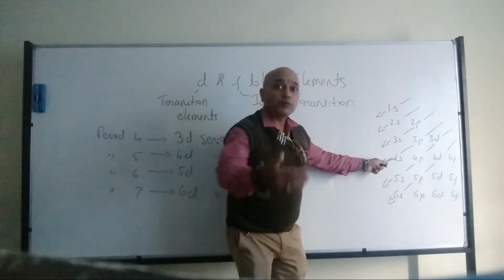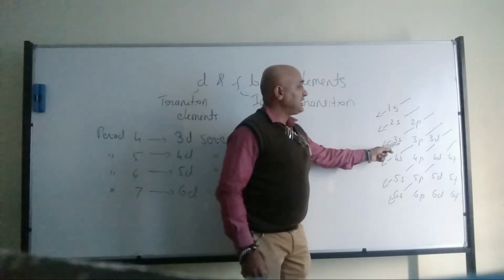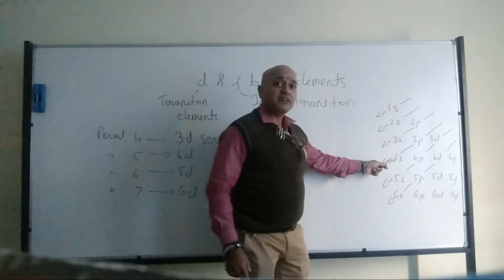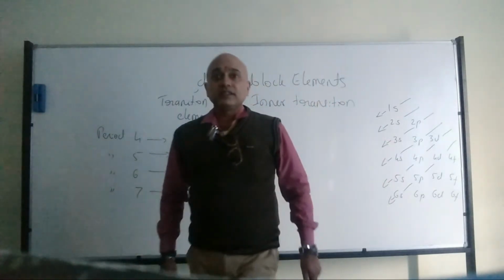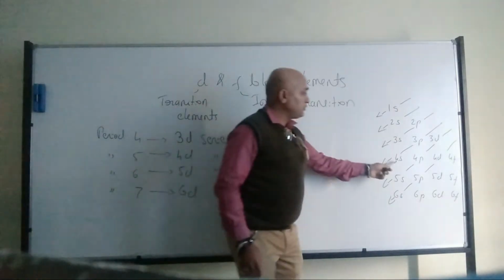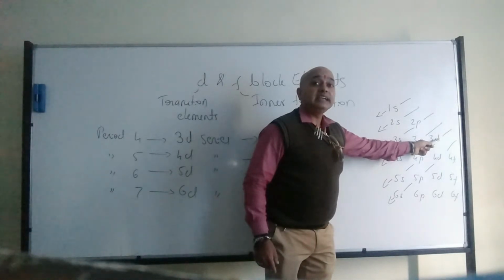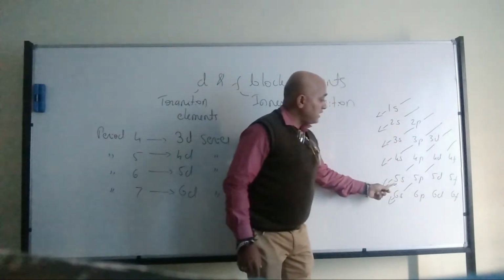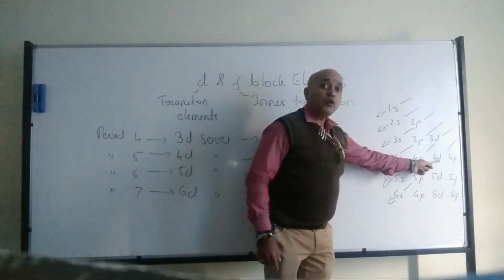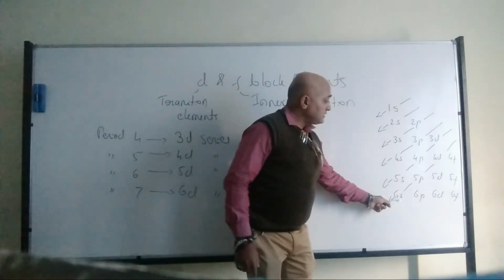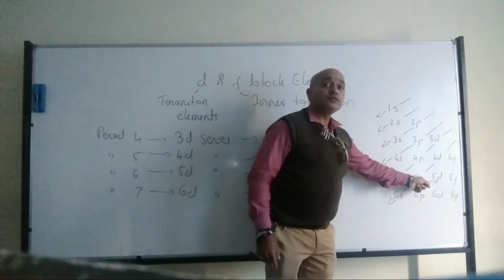That means we are moving to the next energy level. So we are not in energy level 3, we are in energy level 4. Then only 3d is getting filled up. Once 4s is filled up, then only the electron will enter into 3d. Once 5s is getting filled up, then only the electron will enter into 4d. Once 6s is filled up, then only comes the 5d.